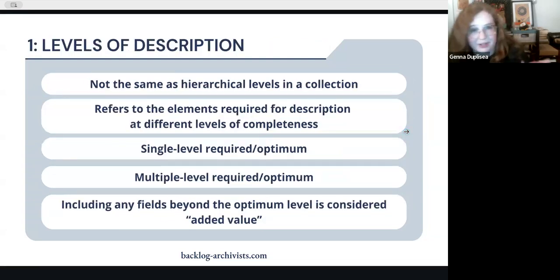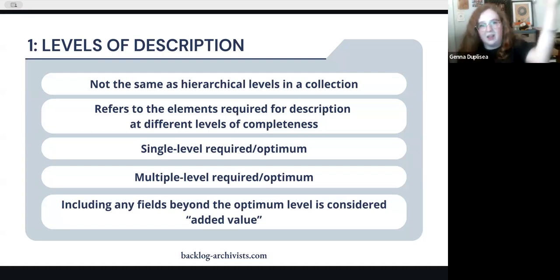So I'm just going to go through these chapters. The first chapter is about levels of description. This is not the same as hierarchical levels in a collection. So you could say, oh, you've got the series level, the folder level, the item level. This is not that. Unfortunately, they're both called levels of description. So what this refers to are the elements that are required for description at different levels of completeness.